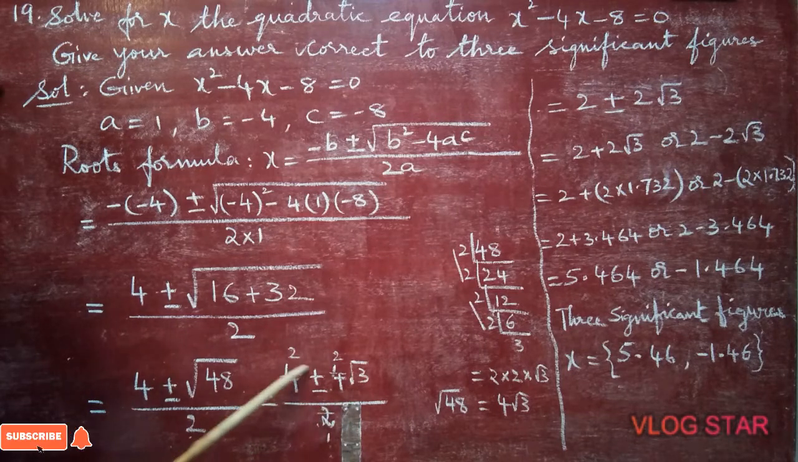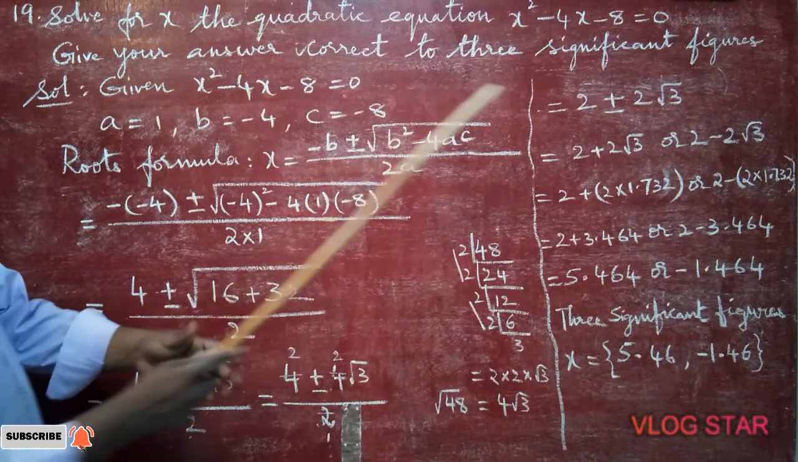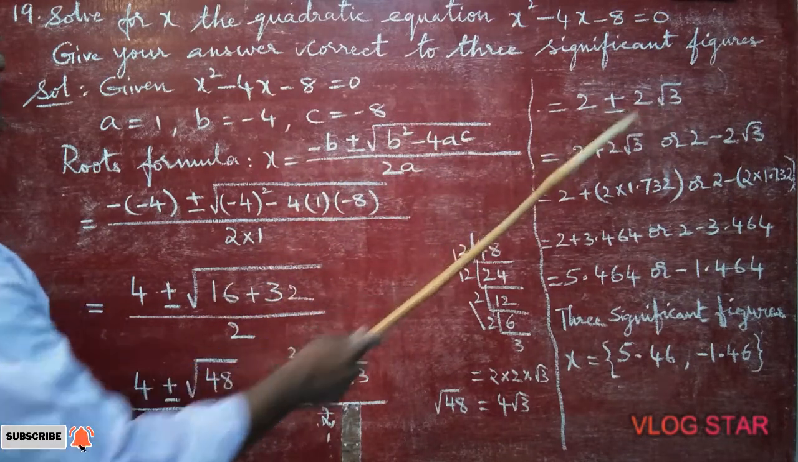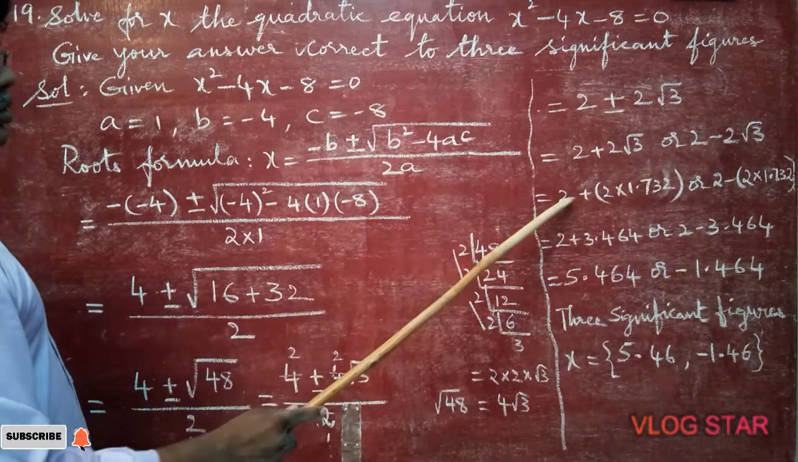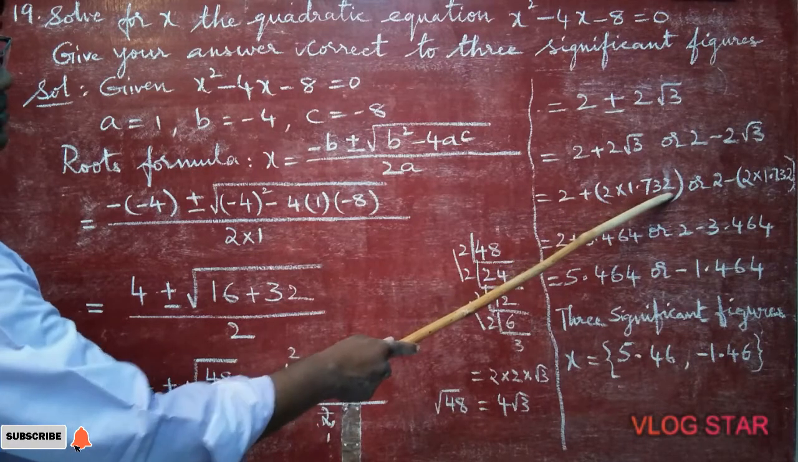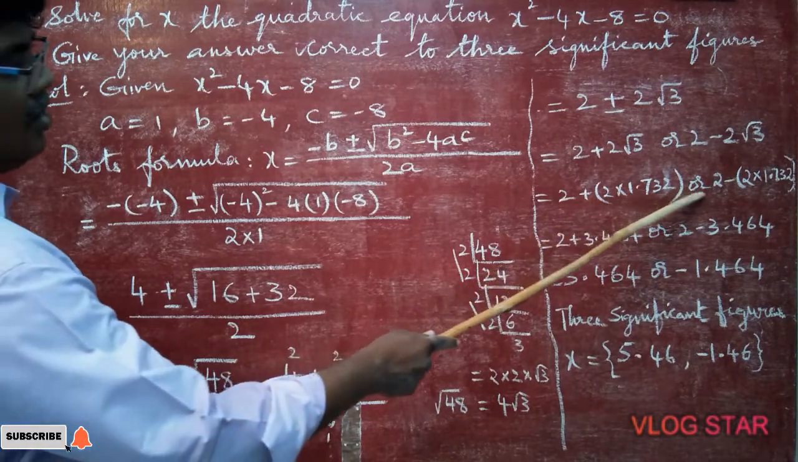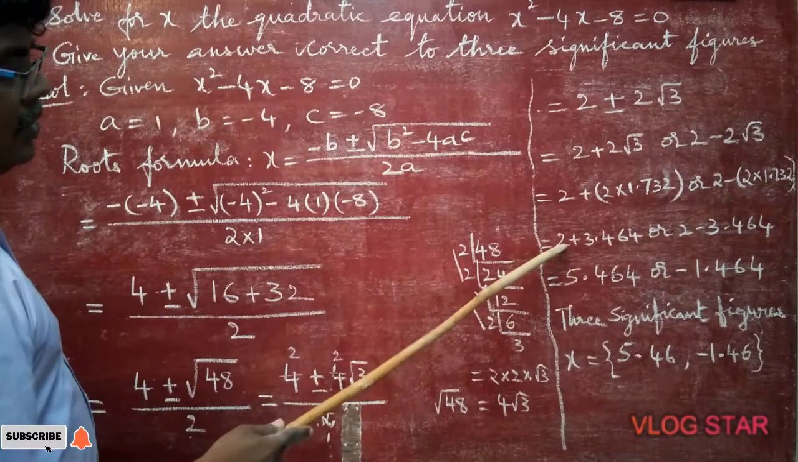Easy method: on the whole, the 2 table is common. 2 goes 2 times, 2 goes 2 times, 2 goes 1 time. And what is the remaining? 2 plus or minus 2 root 3. One time plus you write, another time minus you write. 2 plus 2 root 3. We know the value of root 3, 1.732. 2 into 1.732, or 2 minus 2 into 1.732.